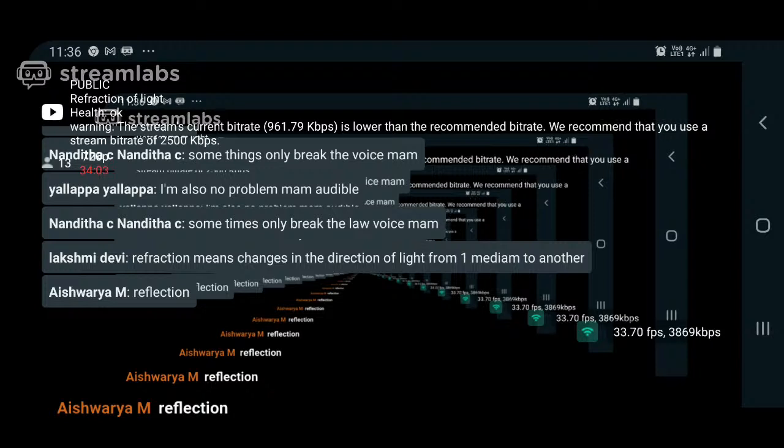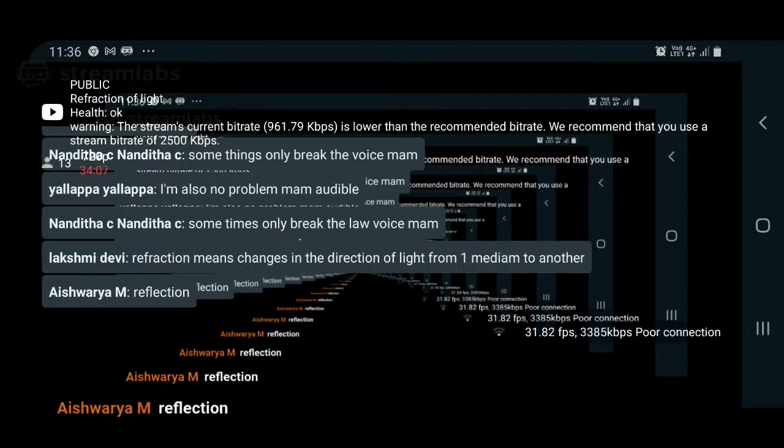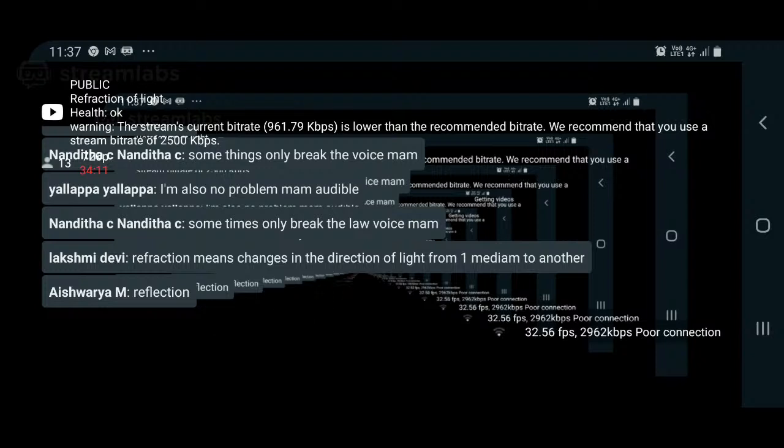No, that is a process. When it bounces back, the process is called reflection, Aishwarya. I'm not asking about the process, I'm asking about the angle.